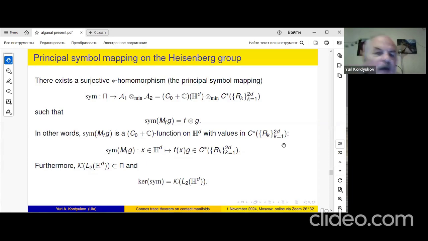So unlike the Euclidean case, the principal symbols of these operators are non-commutative. So they belong to a non-commutative algebra. But anyway, again, we have this proposition. We have a surjective star homomorphism whose kernel is just the algebra of compact operators. So again, we have a short exact sequence for this algebra pi with this algebra of symbols, which is a non-commutative algebra.